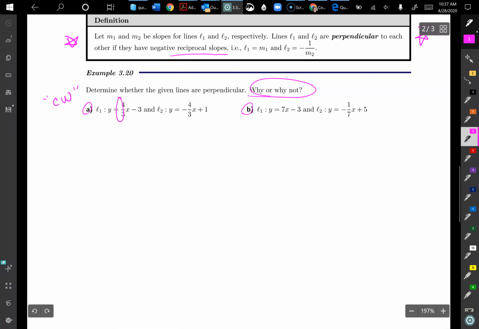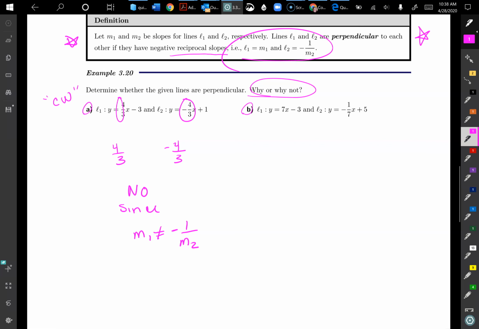Okay, so if we look at these slopes, we have 4/3 and we have -4/3. If we were to multiply those together, we would not get -1, or we could also just say no, since m sub 1 does not equal -m sub 2, like it needs to, stated up above in the definition.